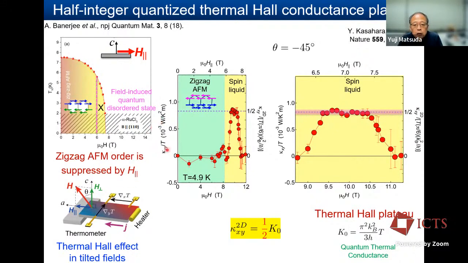So here is the thermal Hall effect. The thermal Hall effect is very small in the zigzag antiferromagnetic order state. Upon entering the spin liquid phase here, the thermal Hall effect is strongly enhanced. And here is the extended figure. We observe a nearly plateau behavior of the thermal Hall effect. At high field, it disappears. And the thermal Hall conductivity per two layers of the plateau is very close to half of the quantum thermal Hall conductance. But actually, this is a thermal measurement, so we always have an error bar. The error bar is plus minus 5%. It's very hard to determine the thermal Hall effect accurately compared to the electronic quantum Hall effect.